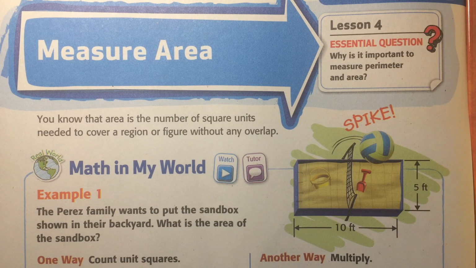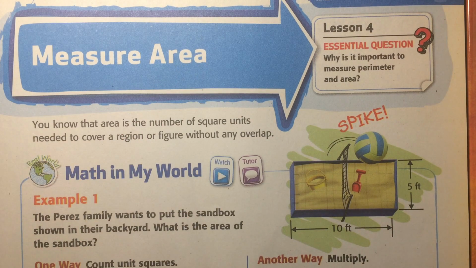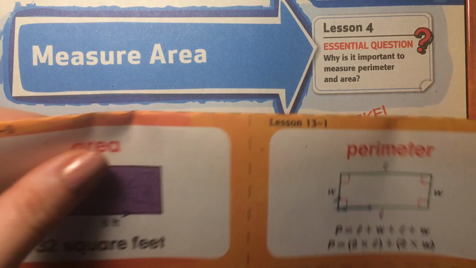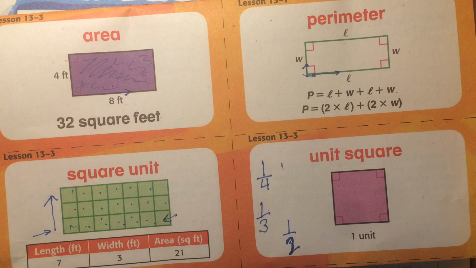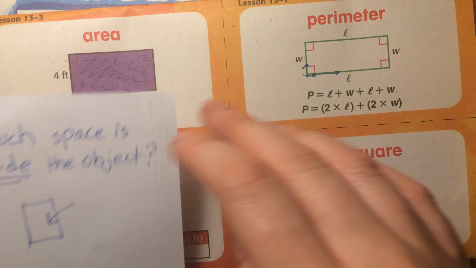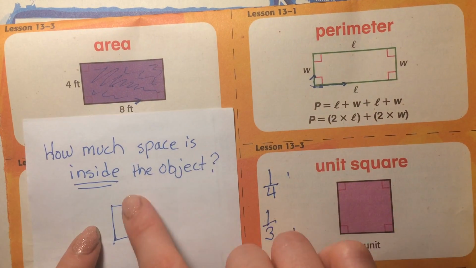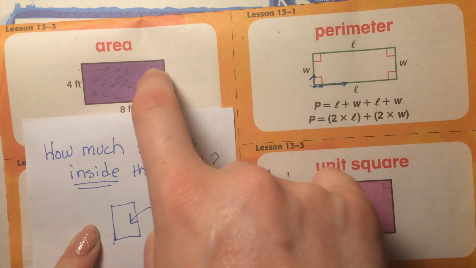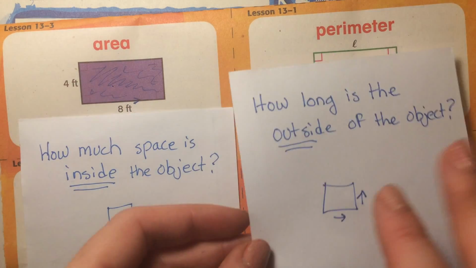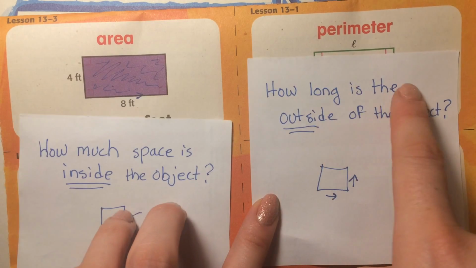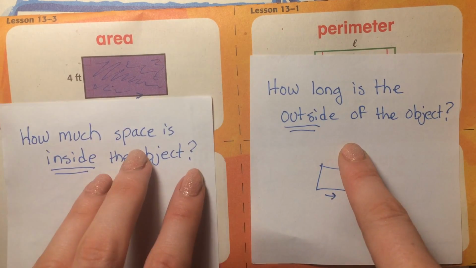Welcome to Chapter 13, Lesson 4. This chapter is continuing with measuring area. And remember, area answers the question, how much space is inside the object? Inside. Whereas perimeter asks how long is the outside of the object.